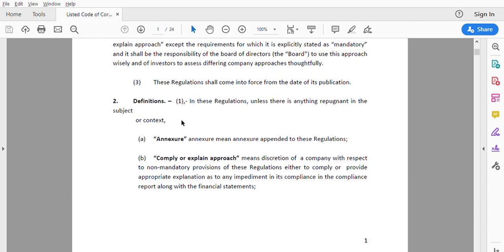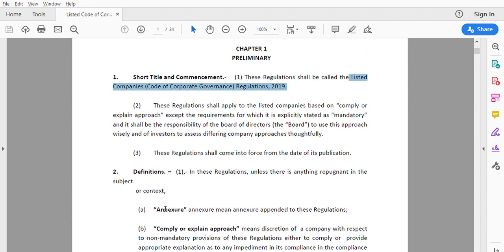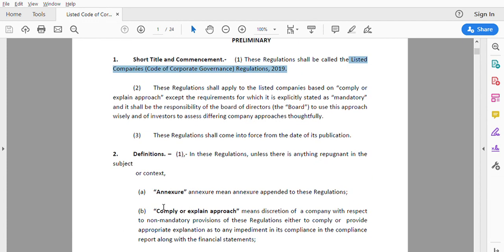Firstly, these are the definitions. As you can see, section 2 refers immediately to the definitions. Before jumping into definitions, I would like to point out that these regulations work on a comply or explain approach, which means that you have to comply with the regulation, and where you are unable to comply, you need to explain the reasons for non-compliance. This is a general approach, and then the regulation mentions various provisions as mandatory. The mandatory provisions are required to be complied with regardless of the situation.